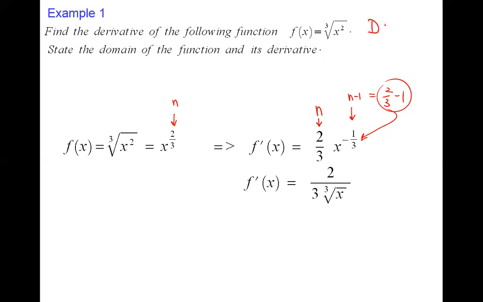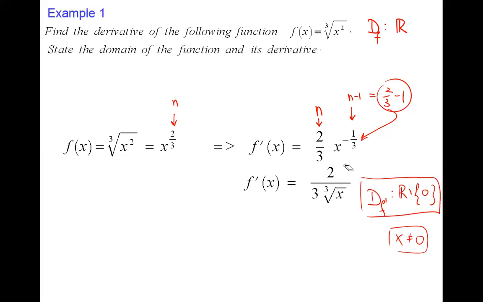The domain of the function is simply all of the numbers. That's the domain of the function. The domain for the derivative is actually all of the numbers, but we have to subtract 0. Or you can simply say x is not 0. I'm just using a little bit of set notation. Because x is placed in the denominator, we can't accept 0. We're not dividing by 0.